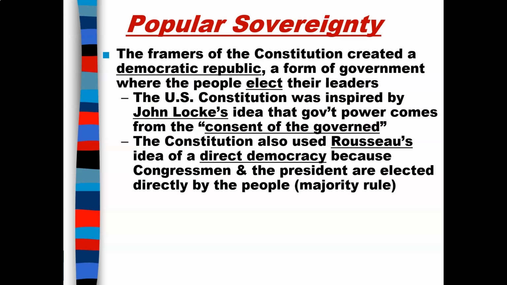For example, popular sovereignty. The framers of the Constitution created a democratic republic, a formal government where the people elect their leaders. The U.S. Constitution was inspired by John Locke's idea that the government power comes from the consent of the governed. The Constitution also used Rousseau's ideas of a direct democracy because Congress and the president are elected directly by the people, majority rule.